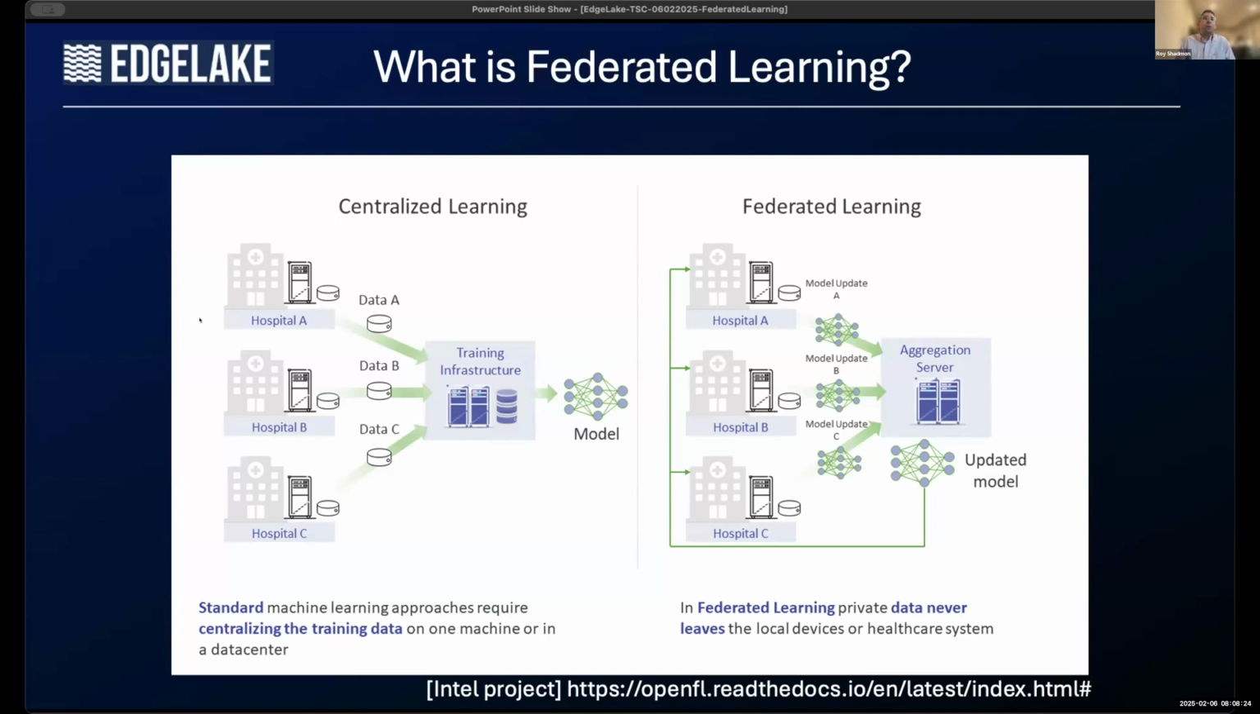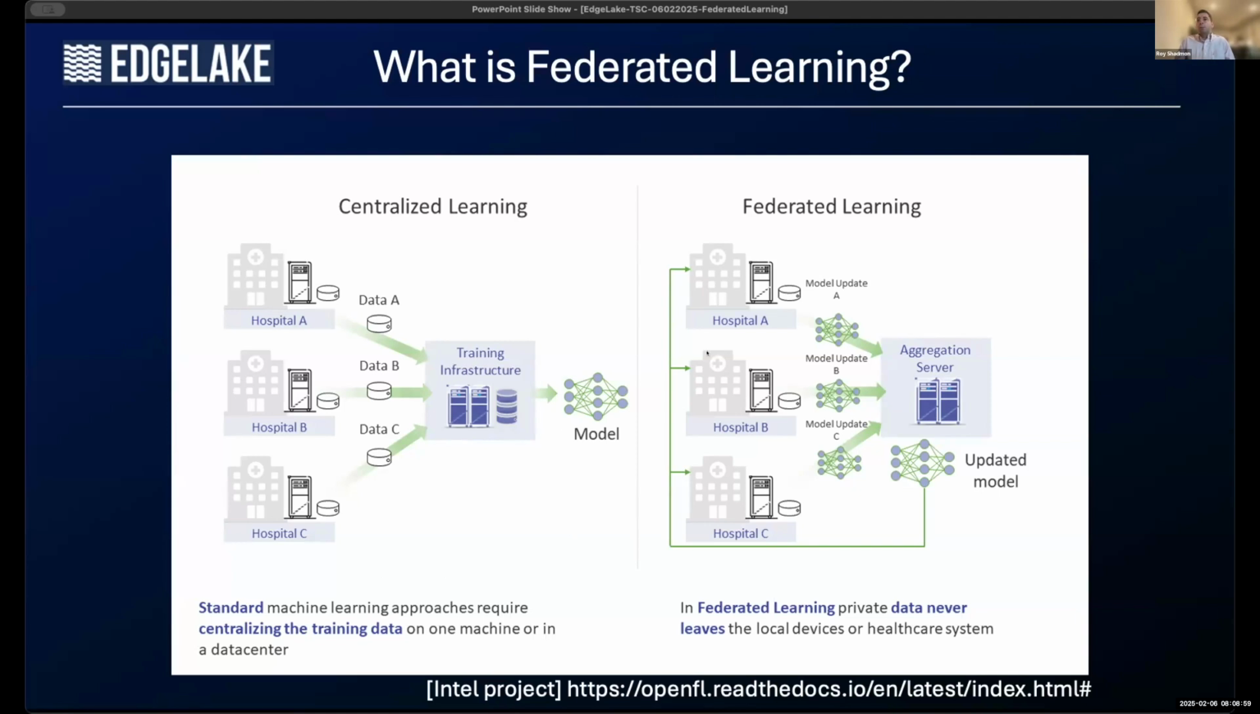So in centralized learning, we have multiple entities. We have hospital A, hospital B, and hospital C. And to run some machine learning algorithm on this data in a collaborative way, all the entities have to centralize the data to a centralized infrastructure. The key point to take here is that the data has to physically move to a centralized location. And once this data is in a centralized location, such as in the training infrastructure that is built, then we can create a machine learning model that each entity can use.